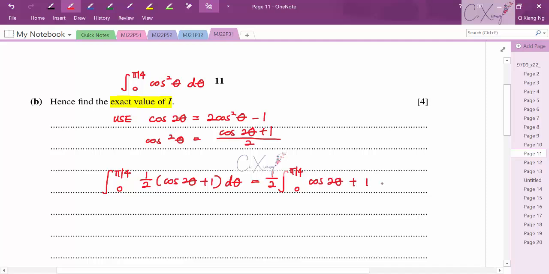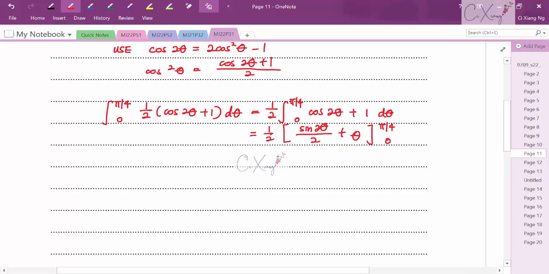Cos 2 theta is a simple trigo function, and I can integrate it straight away. Integrate cos, I will have sine 2 theta divided by 2. The differentiation of 2 theta gives a 2, so you divide by the 2. And then integrate 1, you get theta. After that, of course, I need to substitute the limit into the integration term.